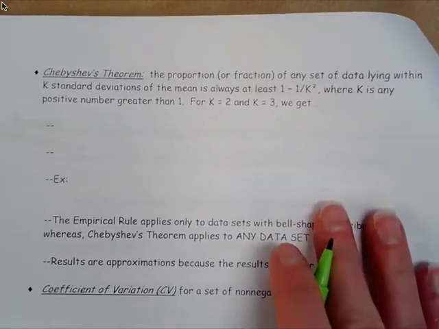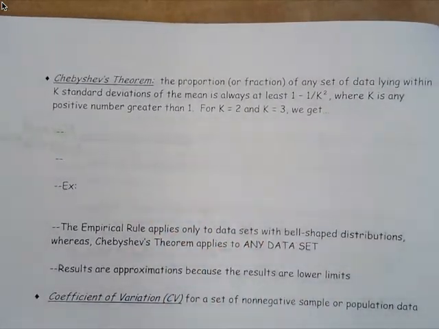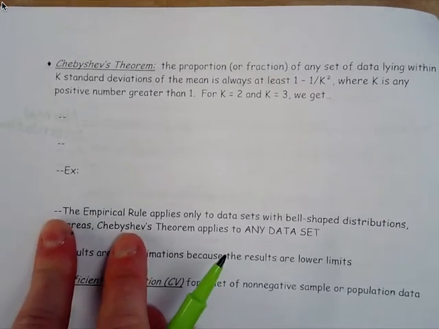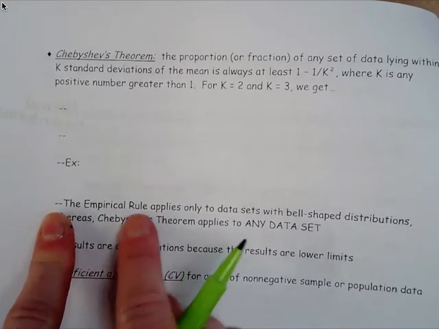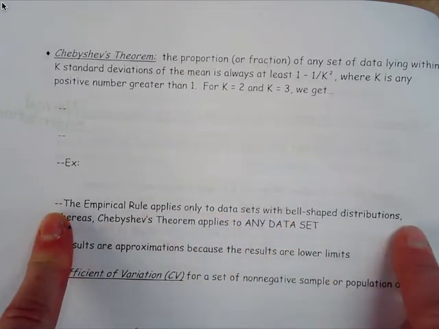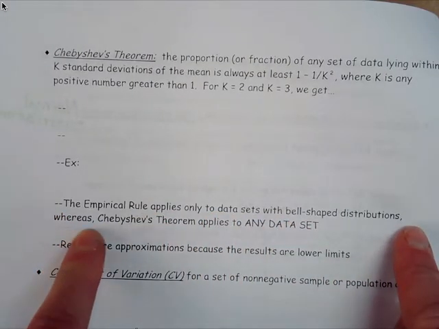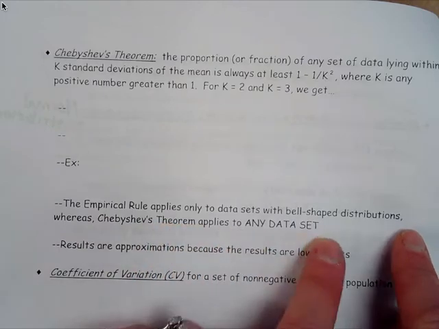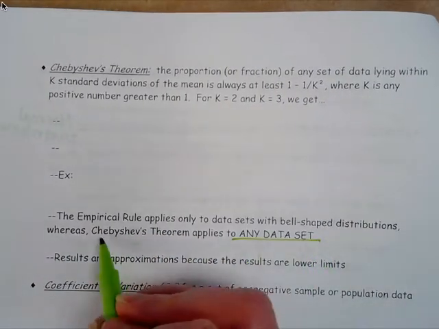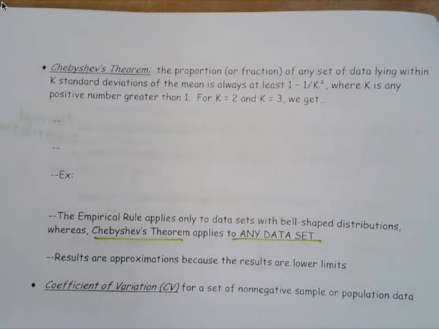So a little bit confusing, but right down here it tells you: the empirical rule applies to only the data sets with bell-shaped distributions. Chebyshev's theorem applies to any data set. So that's why we need to learn it.